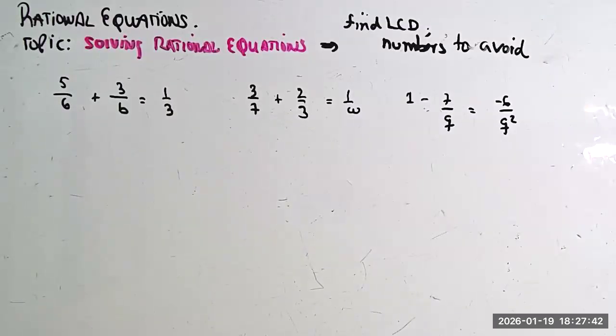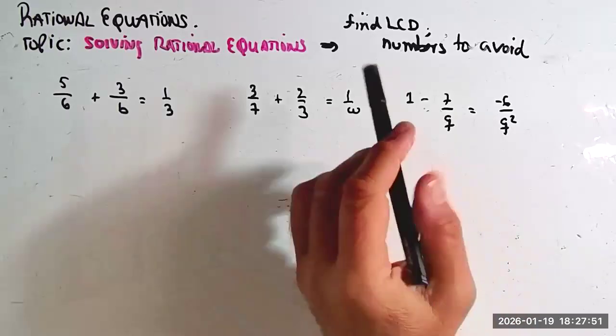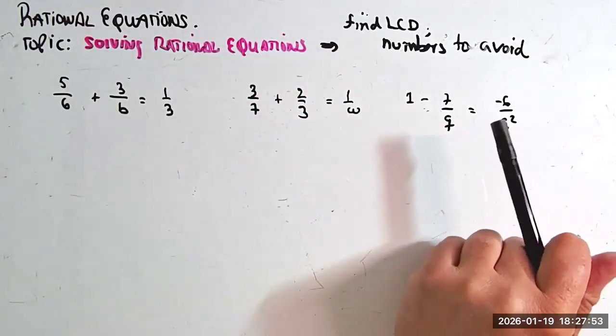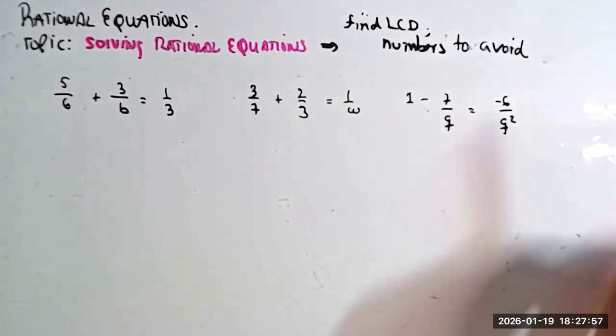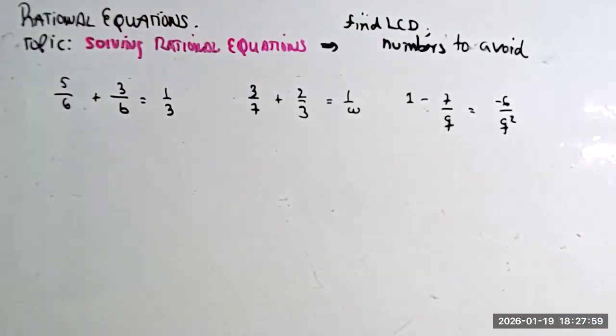Scholars, let's review how to solve rational equations. Let's go over a couple of examples. Always find the least common denominator and also the numbers that we need to avoid. Very critical that we do that.